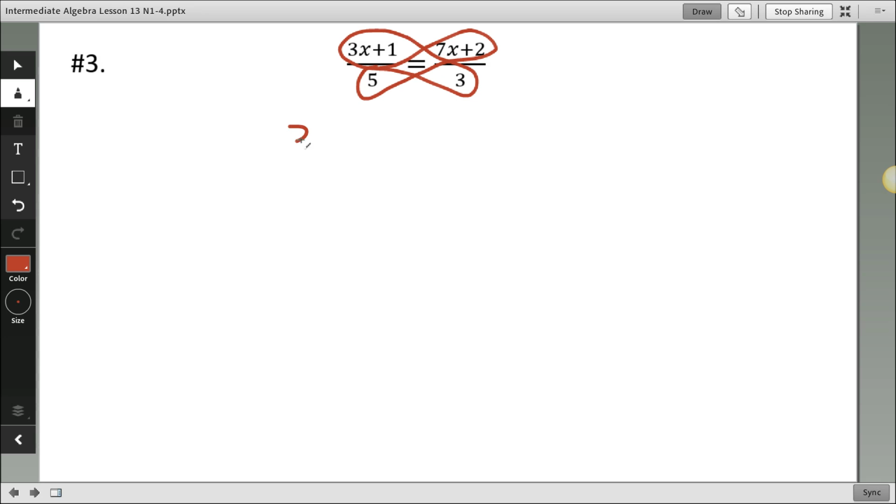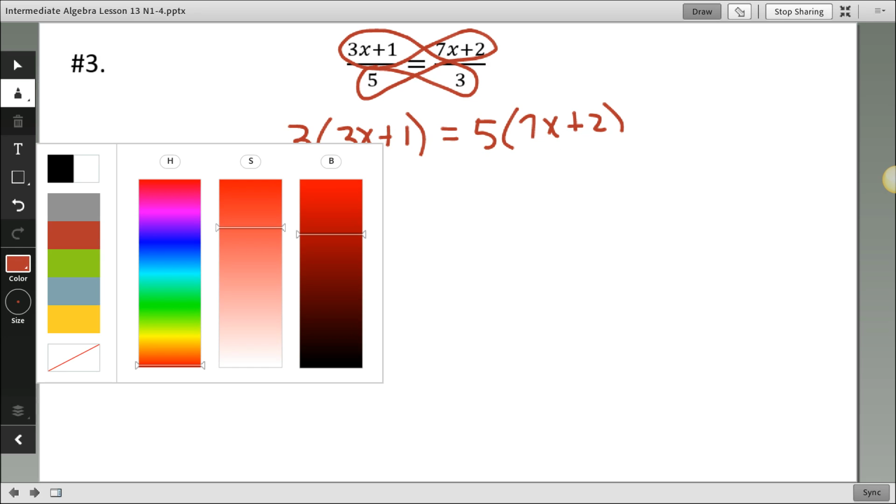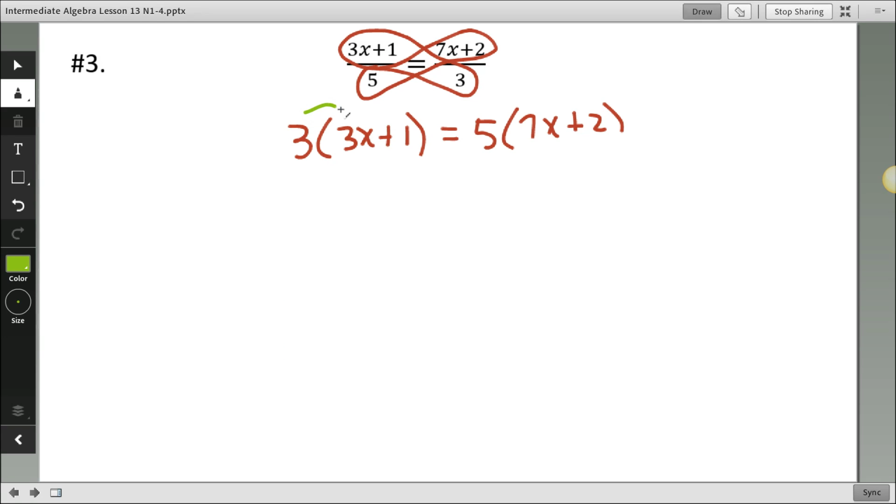So 3 times 3x plus 1 equals 5 times 7x plus 2. And again, what do I have to do? And I did this to emphasize that I have to distribute on each side. That's going to give me 9x plus 3. Distribute on this side.